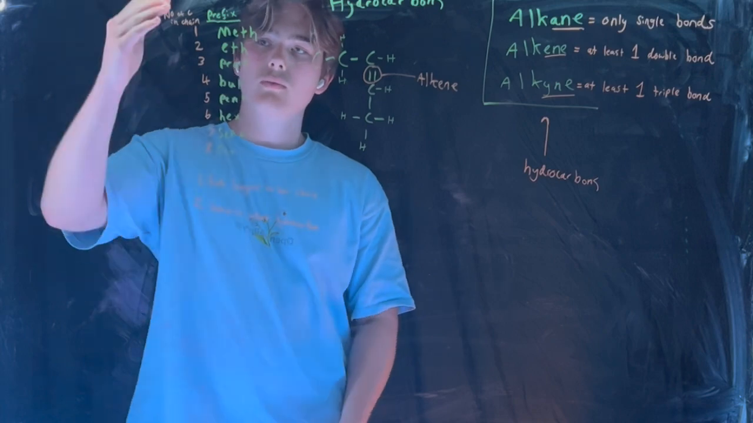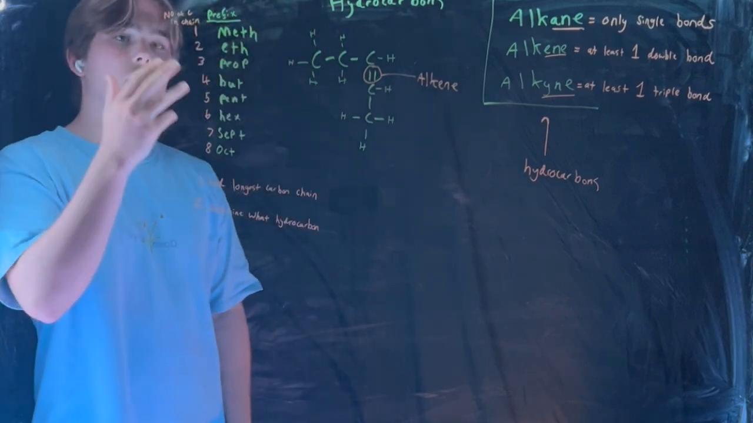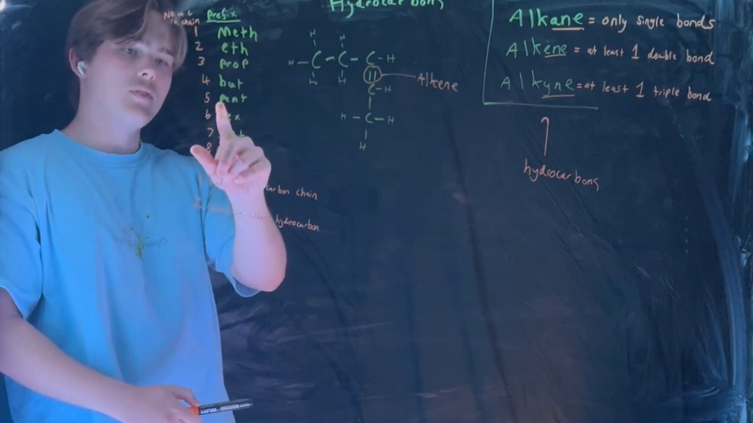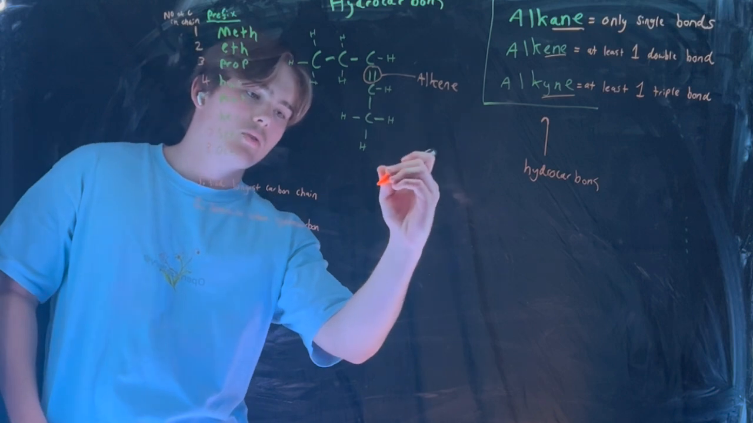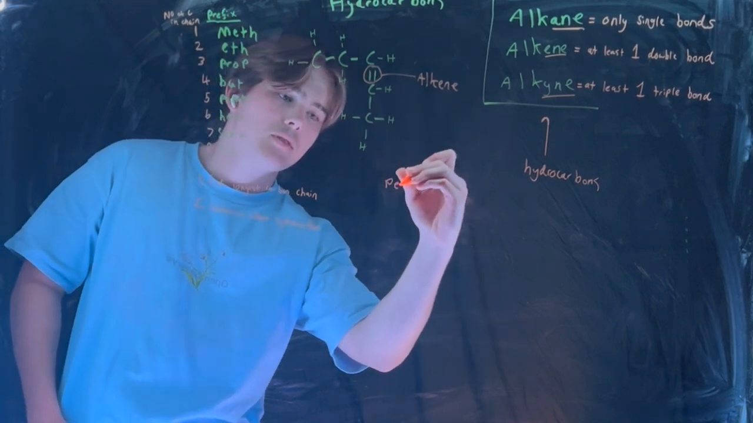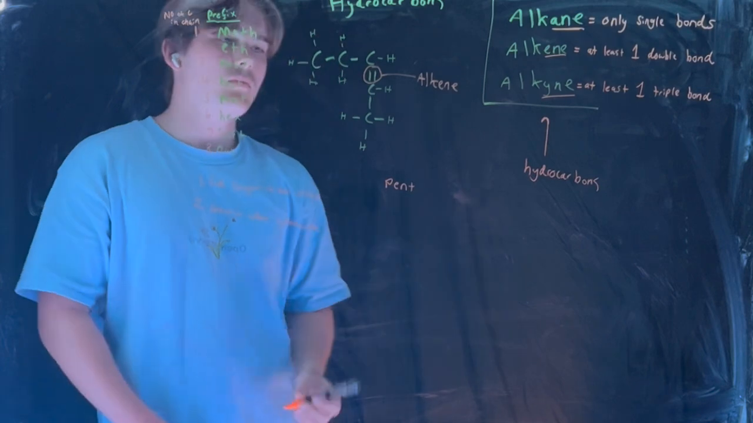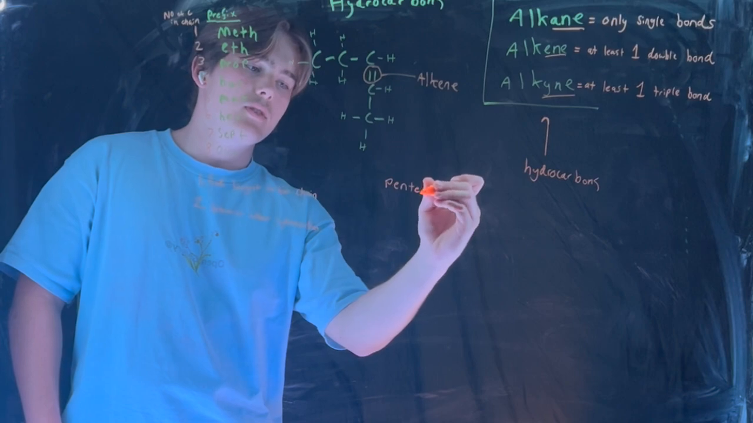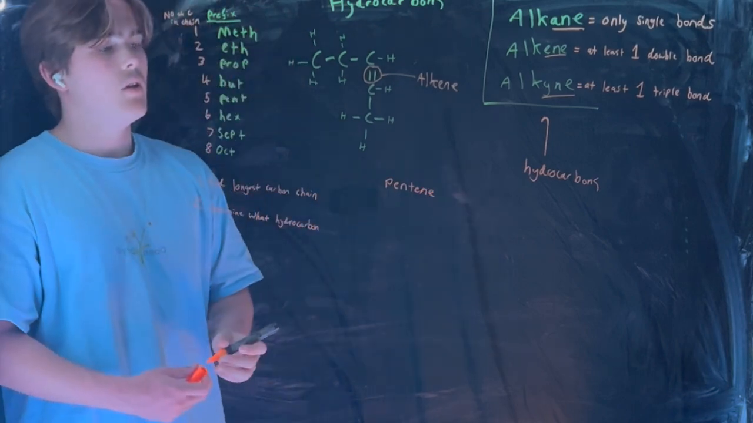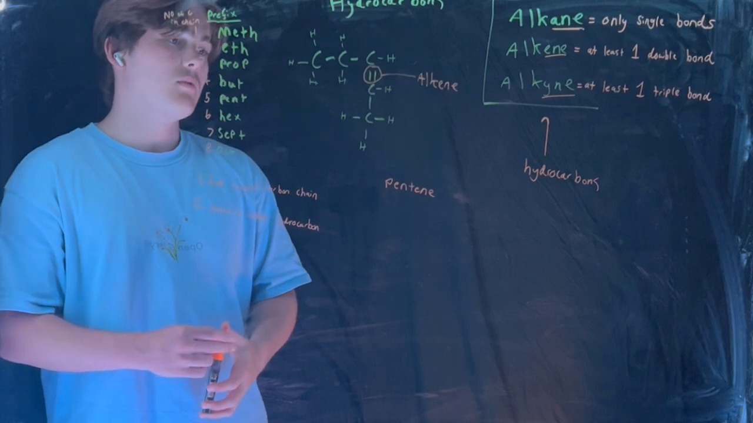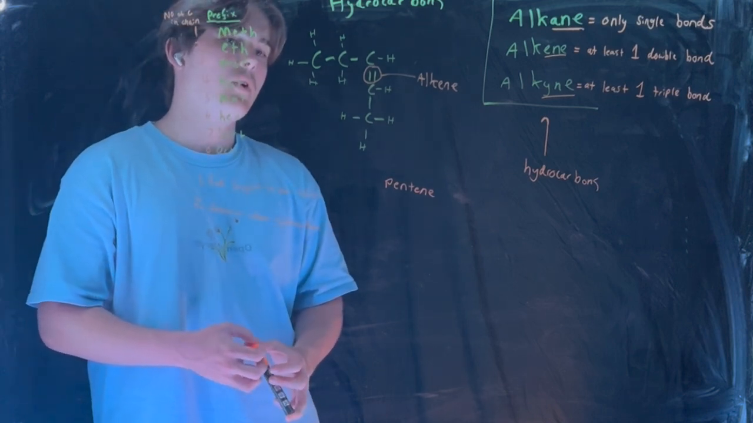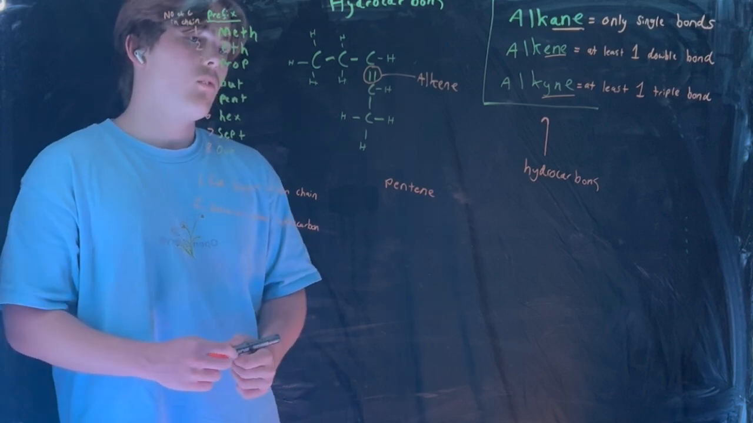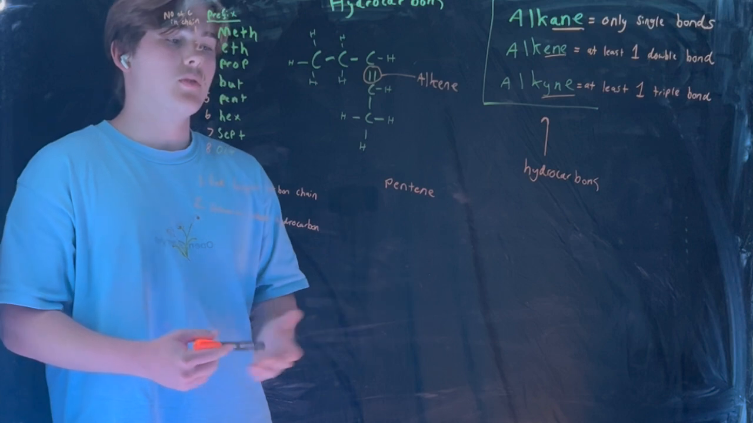So I'm going to go to the table here. Number of carbons in the chain, 1, 2, 3, 4, 5. The prefix is pent. So I'm going to write pent. Now it does have that double bond, so we know it's an alkene. So the suffix is ene, pentene. Now we have to indicate the position of that double bond. One more thing: when we indicate the position, we want that number to be as small as possible.